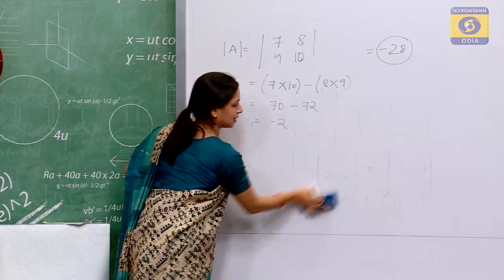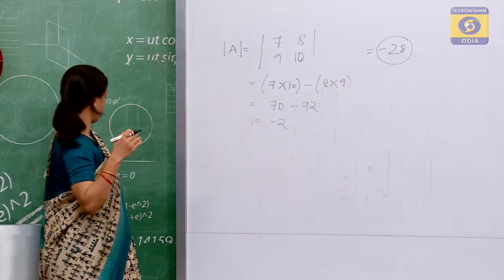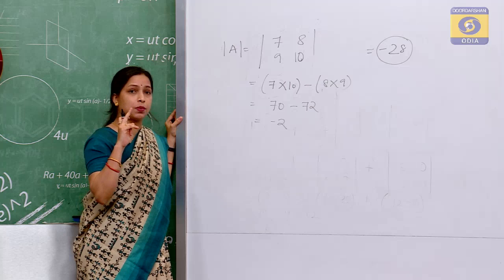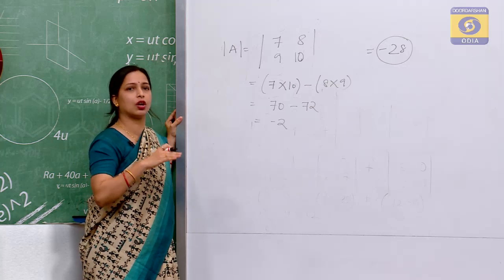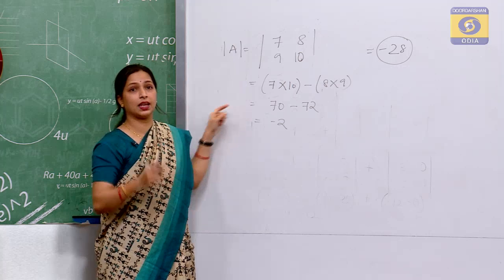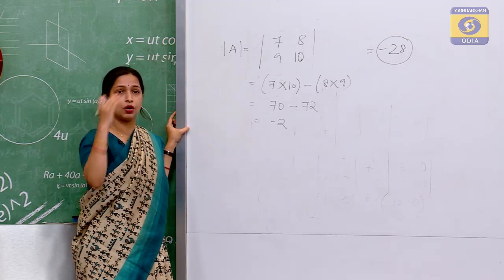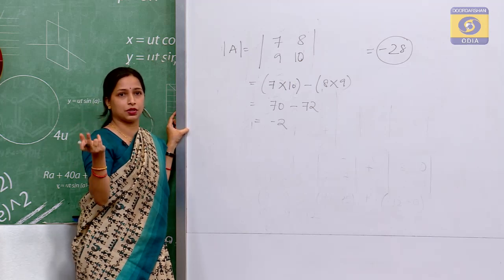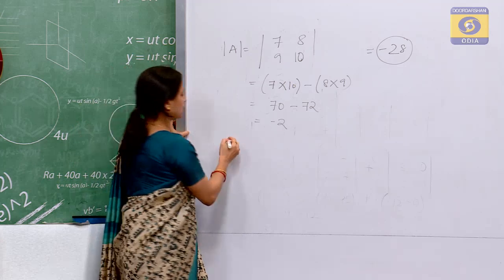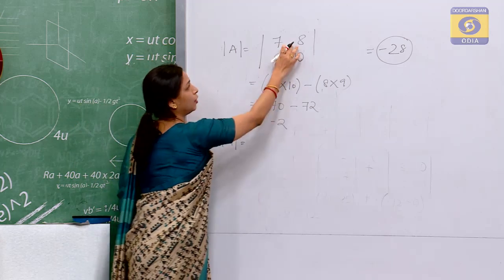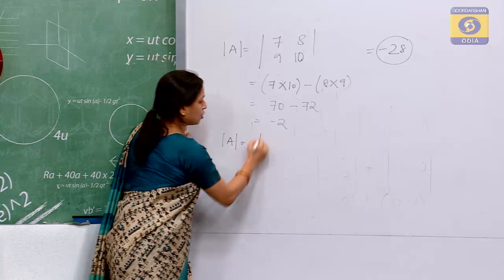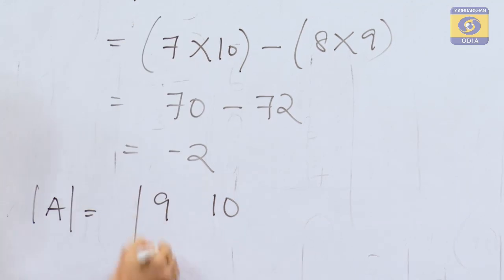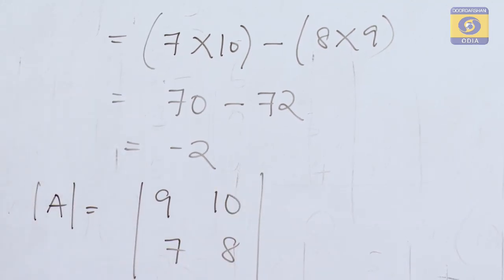Now, the property says that if any two adjacent rows or any two columns are changed. In the first property, the rows were changing into columns or the columns into rows, but here it is saying row 1 will become row 2 or row 3, column 1 will become column 2 or column 3. So, there is interchange among rows or among columns, not between rows and columns, right. So, let us say here row 1 will become row 2. So, I am placing 9, 10 here and 7, 8 in row 2, right.